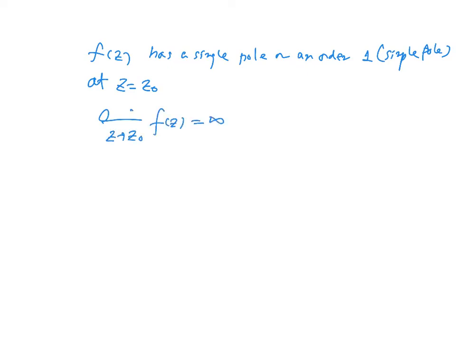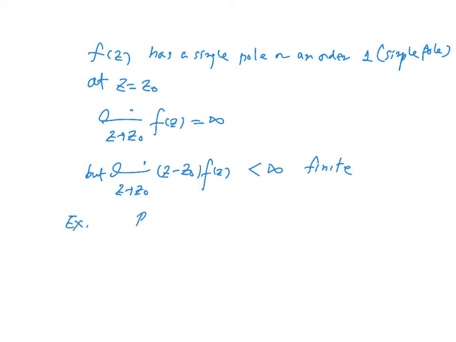it's infinite, but (z minus z0) times f(z) is finite, right? So for example, the residue of f at z0 is simply defined as the limit of (z minus z0) f(z).